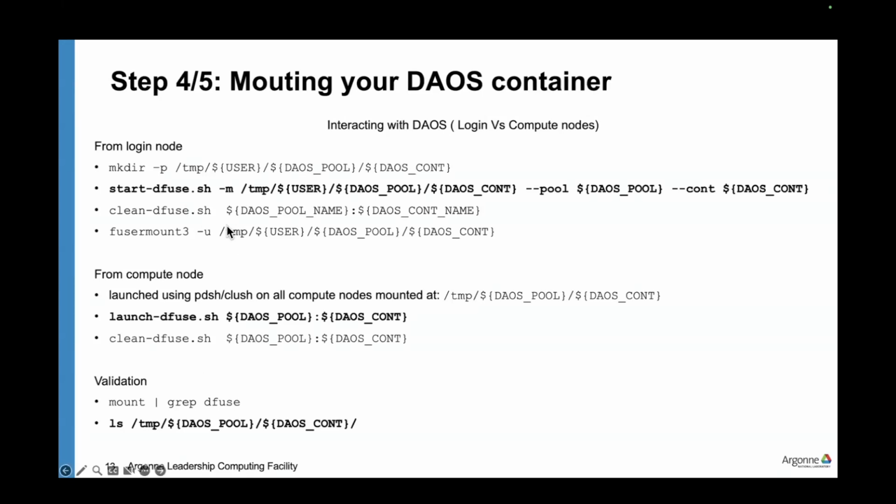So start diffuse is used to mount on a login node. You just give the path where you want to mount and provide the pool name and the container name. You just have to add this $USER in case other users are mounting in the same space. On a compute node, we have the script launch diffuse. It just uses Flash in the background to do this on all the compute nodes. So this is the first step.